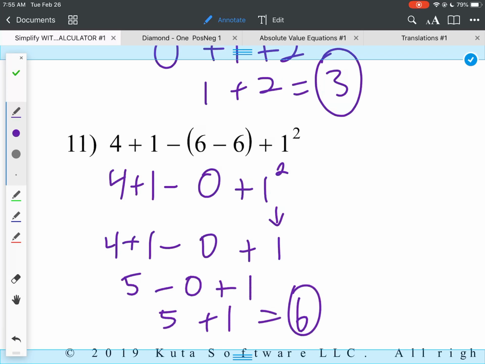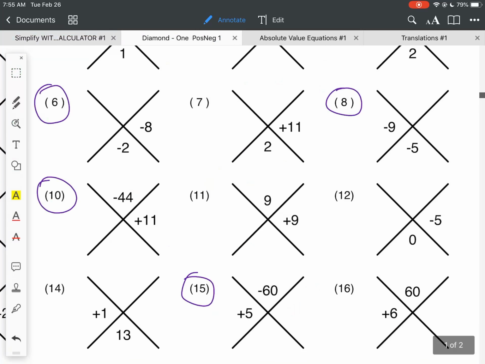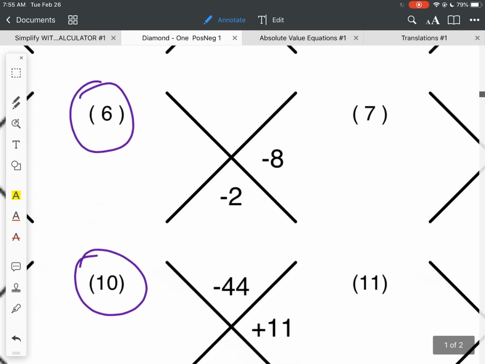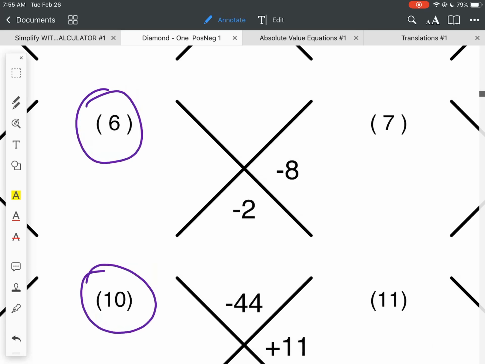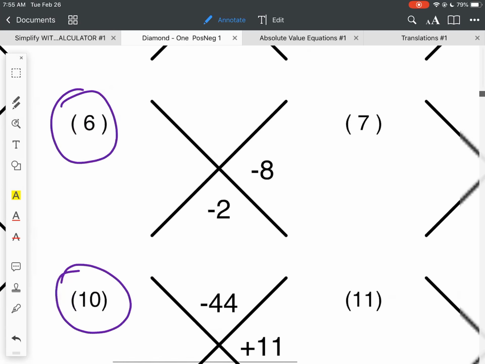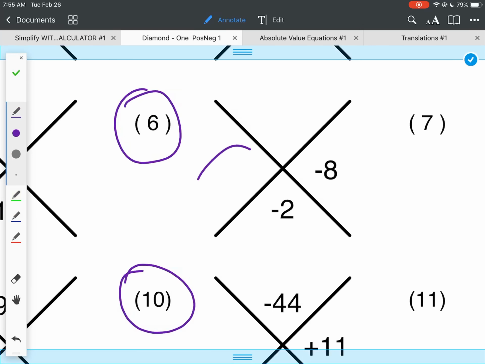Okay, remember, you can only use a small black calculator on this test. All right, so please practice with those. Going to diamond problems next. All right, these are tricky because we're dealing with negative numbers too. Okay, so remember, these two numbers, the side numbers, have to multiply to get the top, and they add to get the bottom.